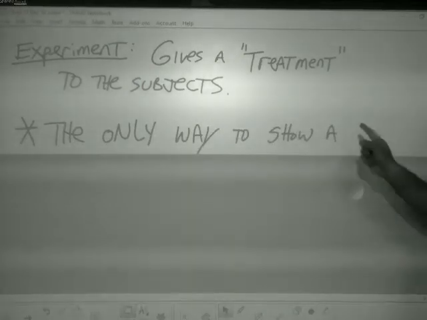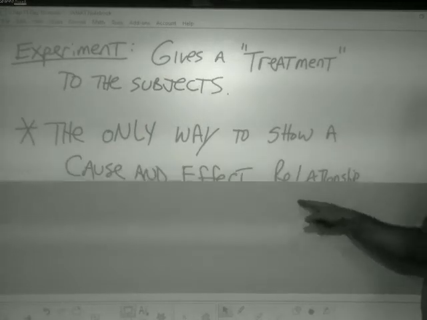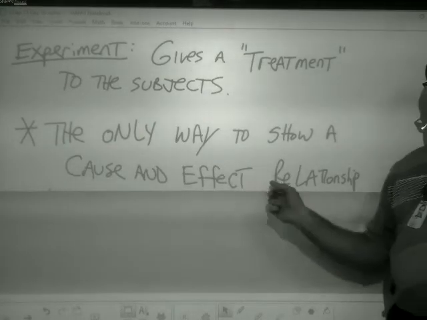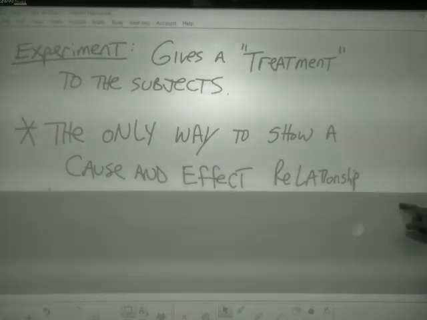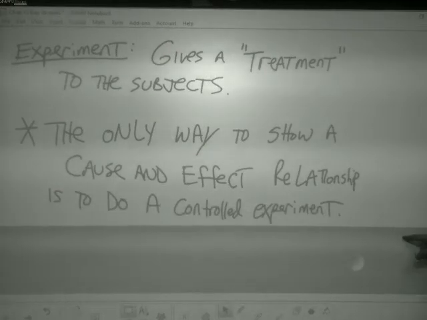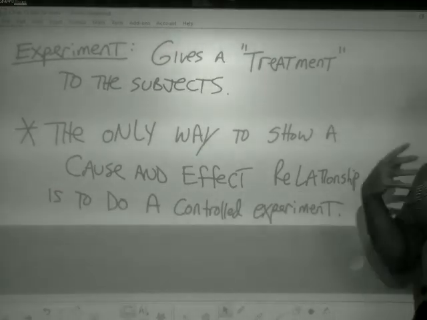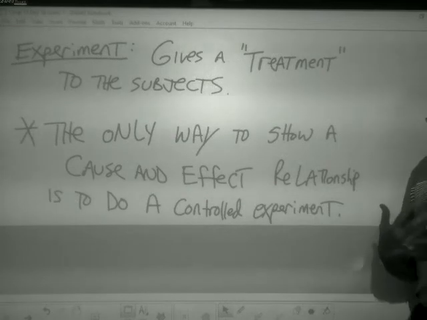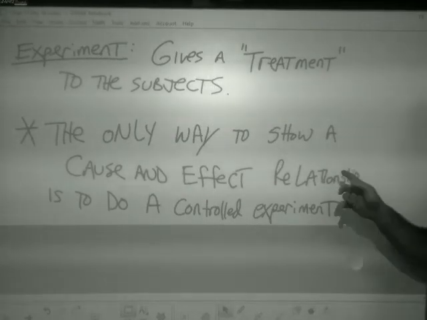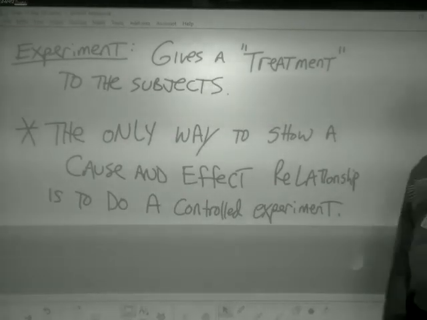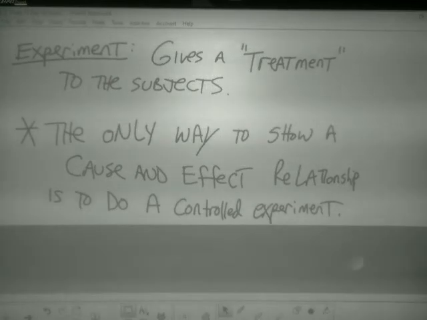The only way to show cause and effect is to do a controlled experiment. You know, when we talk about does this seem to cause that, the only way to show that is to do a controlled experiment.